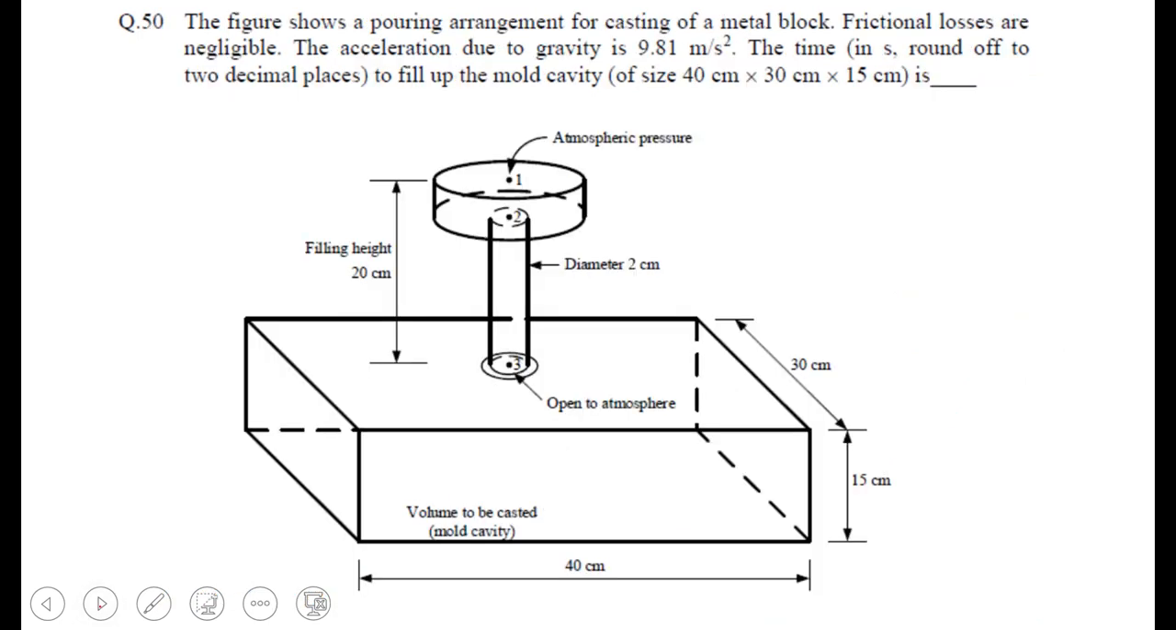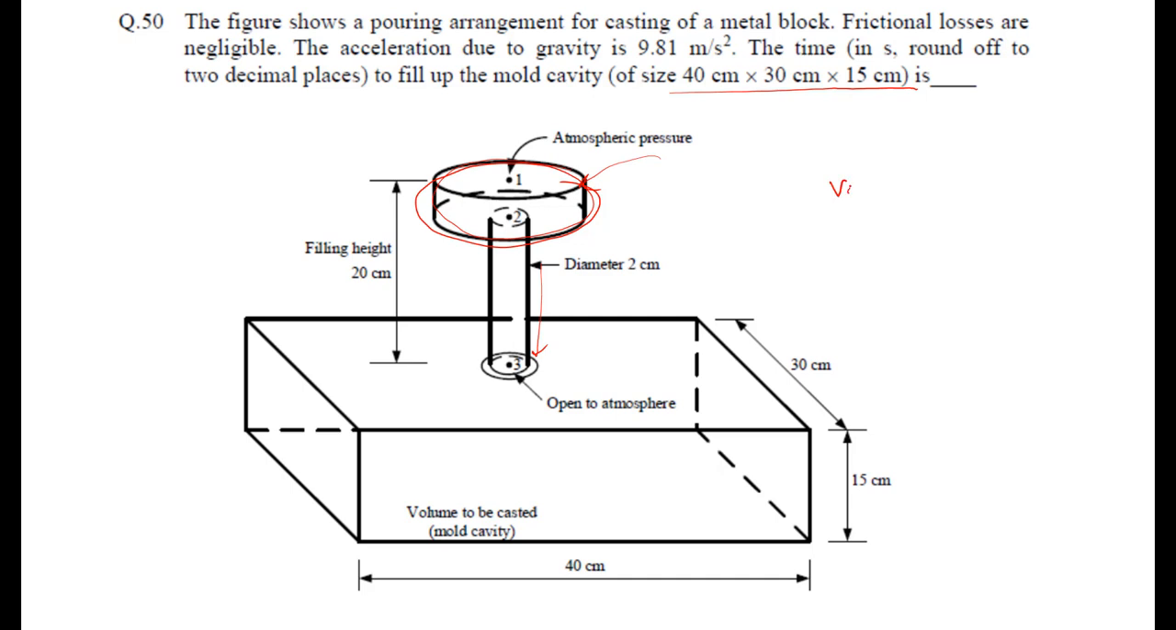The figure shows a pouring arrangement for casting of a metal block. Frictional losses are negligible. The acceleration due to gravity is 9.81 meter per second square. The time in second round off to 2 decimal places to fill up the mold cavity of size. This is the mold cavity. It has got size 40 into 30 into 15 centimeter. Okay, and this is the pouring basin, right? Here the molten metal is poured and it flows through this sprue basically. Okay, so we need to find the time to calculate.